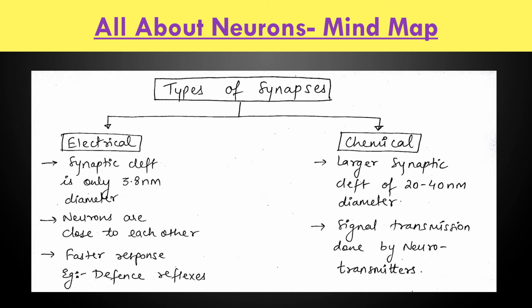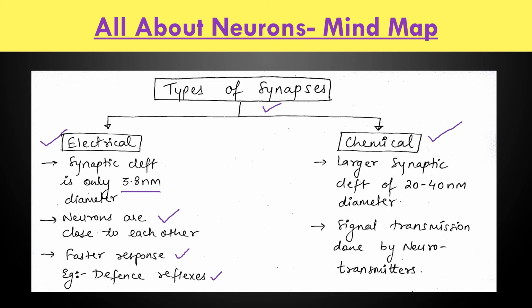Let us now go to the types of synapses. The first type is the electrical synapse and the second one is the chemical synapse. Electrical synapses are the ones which are really small in diameter. It is just 3 to 8 nanometers in diameter. So here the neurons are going to be very close to each other. Therefore, it leads to a faster response. And these electrical synapses will be seen in areas which are important as defense reflexes.